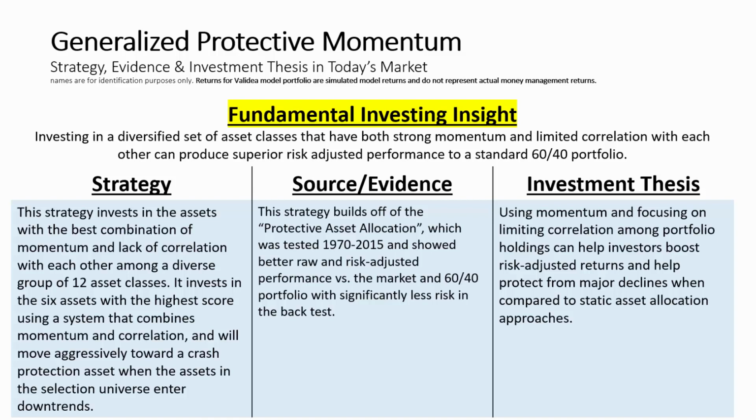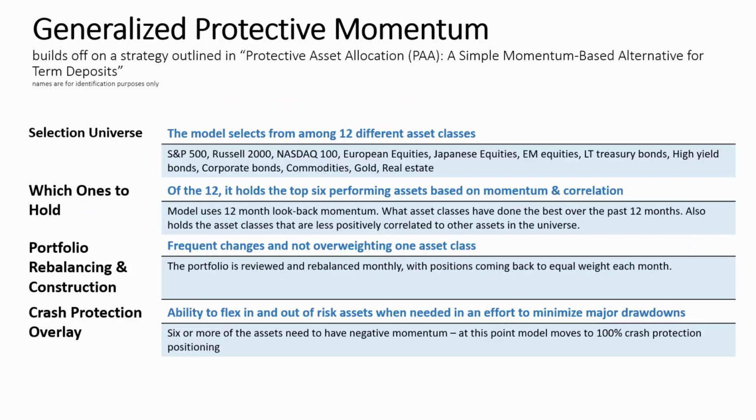Okay, now let's look at how the generalized protective momentum strategy is actually built and the criteria that go into the portfolio's construction. To start off, as I mentioned, the strategy uses the protective asset allocation model as the basis. First, the selection universe selects among 12 different asset classes. So this model can choose from buying the S&P 500, the Russell 2000, the NASDAQ 100, European equities, Japanese equities, emerging market equities, long-term treasuries, high-yield bonds, corporate bonds, commodities, gold, and real estate.